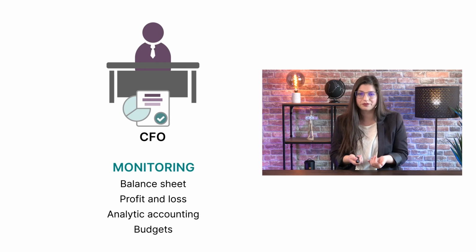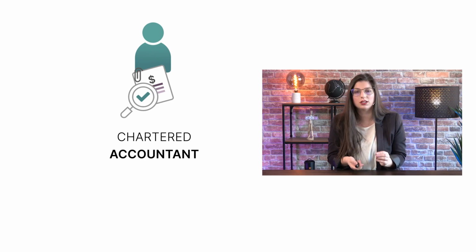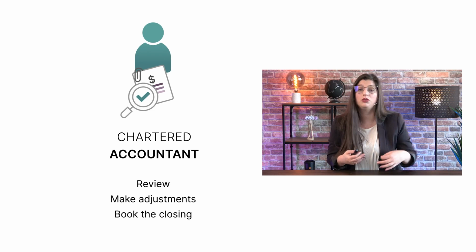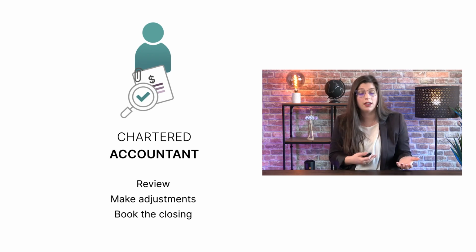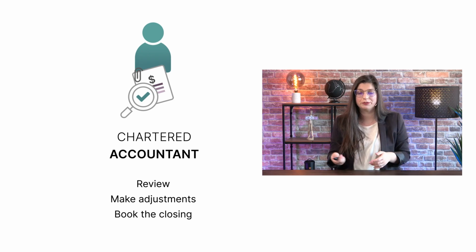Let's jump now to external stakeholders like the chartered accountant, whose responsibility is to close the tax period and the fiscal year of the company. And to do so, they need to review the journal items that are within that period, and they can check that through the balance sheet, through the profit and loss report. They're going to have to make some adjustments if necessary in those entries. And finally, they will have to book the closing journal entry.